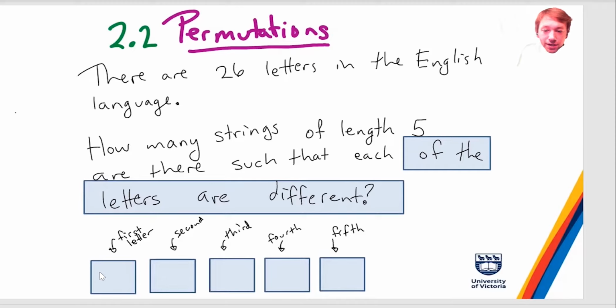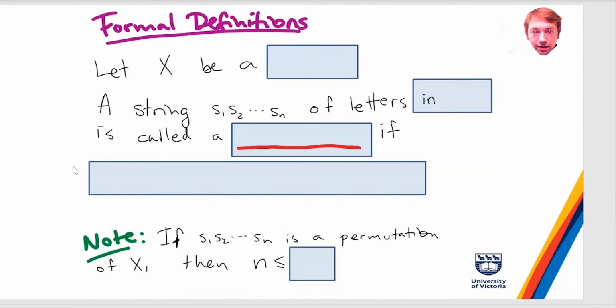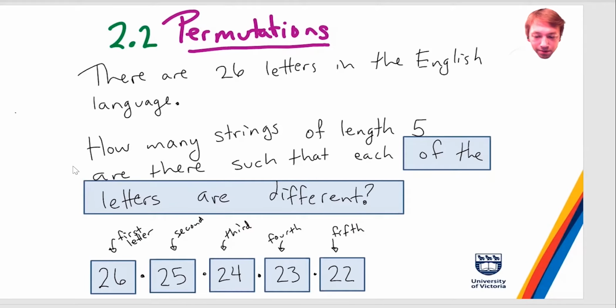So how many choices are there for the first letter? For the first letter, you've got 26 choices, right? There's no restriction. Now think about it. Once I've chosen the first letter, suppose it's D or something, the only restriction now is that you've lost the choice of D, right? So you now have 25 for the next one, 24 for the next one, 23, 22. And by the rule of product, the answer is what you get by multiplying all these numbers, right? Okay. So this is just a basic example which illustrates what's going on.